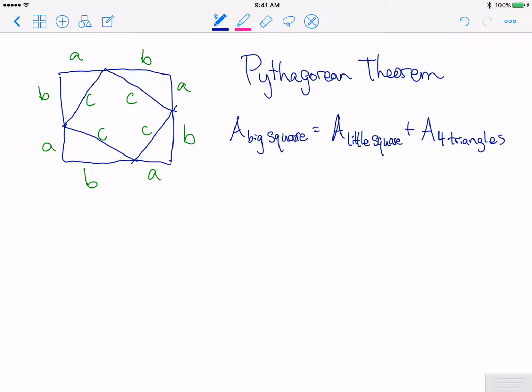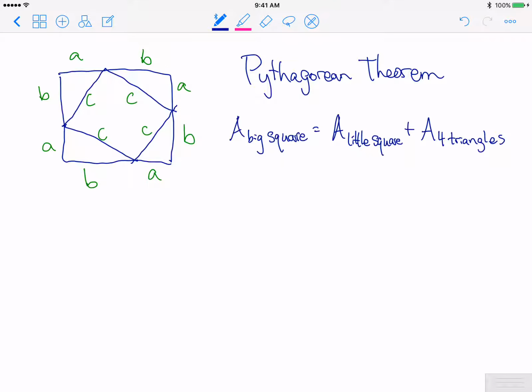We want to relate the area of the big square equal to the length times the width, which would be a plus b times a plus b, to show that that is equal to the area of the little square, which would be c squared, plus the area of each of the four triangles, which are all congruent. So each of them have sides of a and b and a hypotenuse of c. Okay, so how are we going to do this?